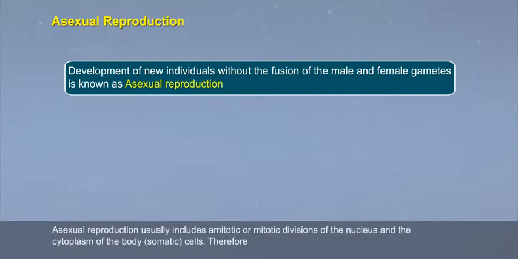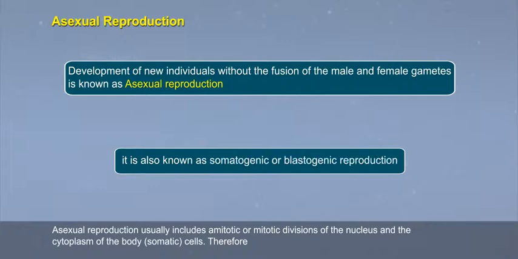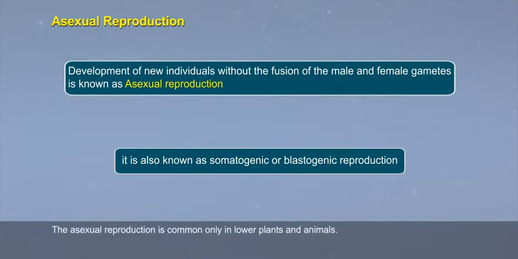Asexual reproduction usually includes ameiotic or meiotic divisions of the nucleus and the cytoplasm of the body's somatic cells. Therefore, it is also known as somatogenic or blastogenic reproduction. Asexual reproduction is common only in lower plants and animals.